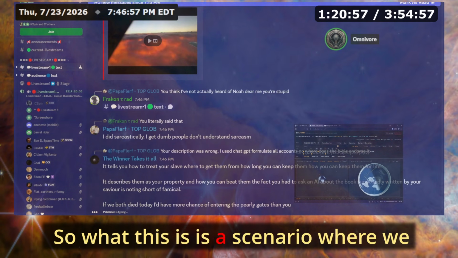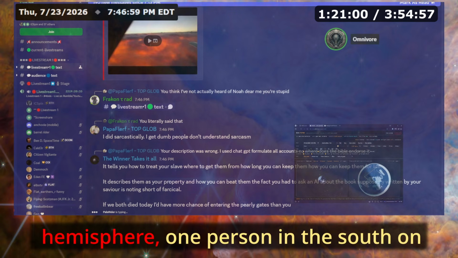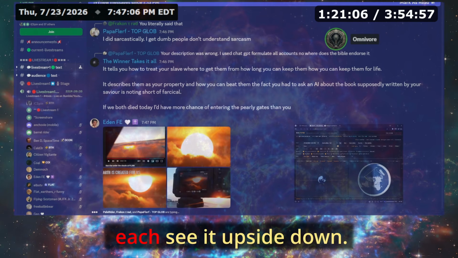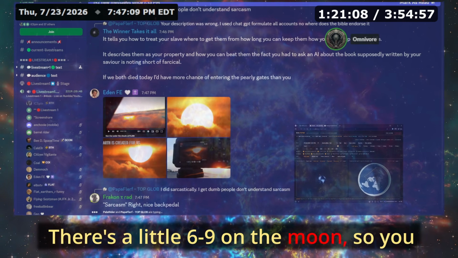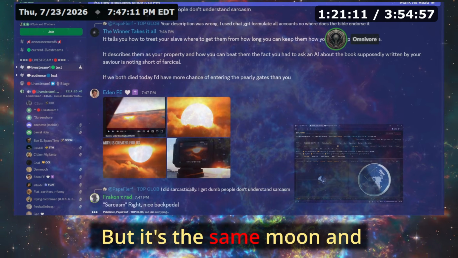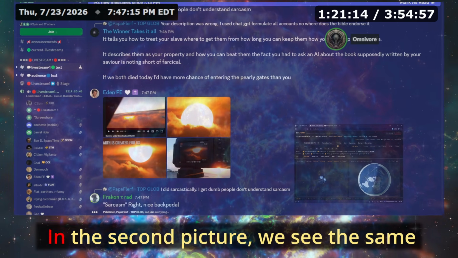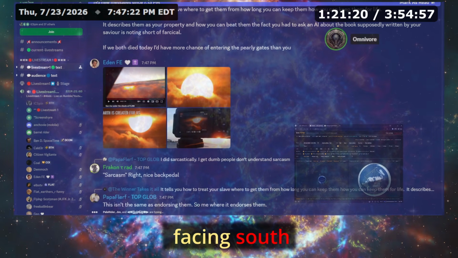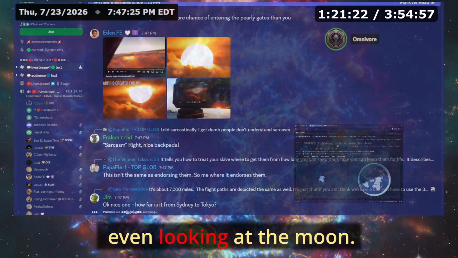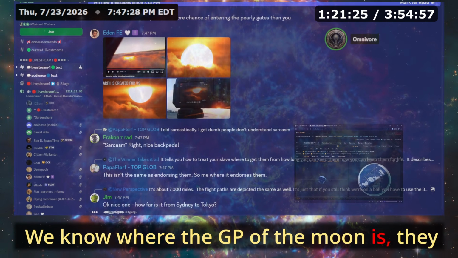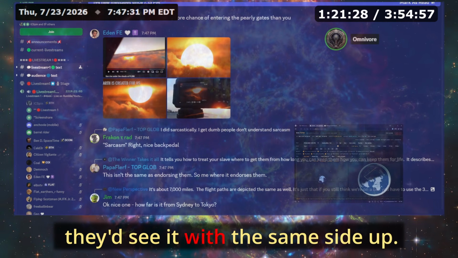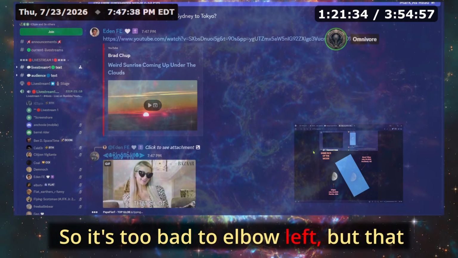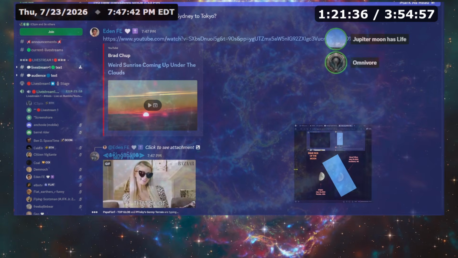So this is a scenario where we have one person in the northern hemisphere, one person in the south on the globe, and we can see that they're both looking at the same moon and they each see it upside down. There's a little 6 and a 9 on the moon, so you can see how that works, but it's the same moon and it's working on the globe. In the second picture, we see the same situation where they're both facing south, and one of them isn't even looking at the moon. We know where the GP of the moon is. They don't see it. And if they did see it, they'd see it with the same side up. They'd see both 6 or both 9. So it's too bad, but that should put this to bed.